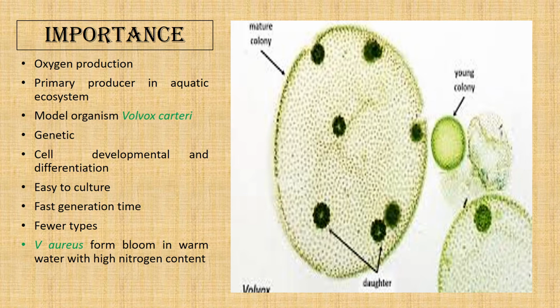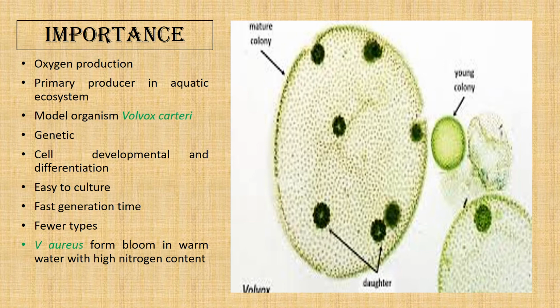Also, for applied research, they are a model organism, especially Volvox carteri. Volvox carteri is a model organism for not only understanding cell development and differentiation, but it is also a very good model organism in both forward as well as reverse genetics. Why? Because first, Volvox is very easy to culture, because it can grow in eutrophic water and no special care is required. Also, it has a fast generation time.